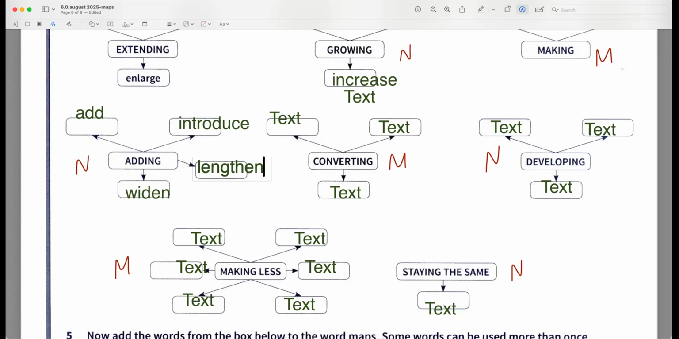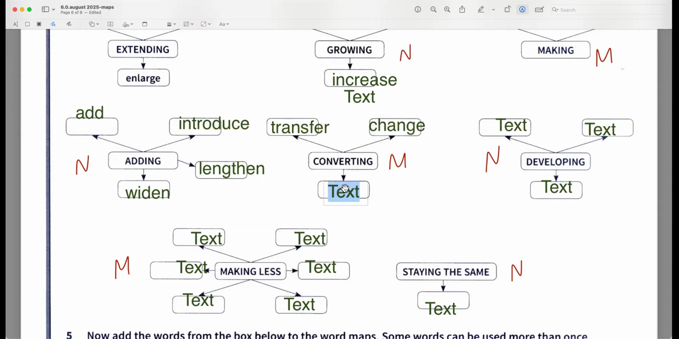Next one, converting. Okay, converting, yeah. We have transform. Not really. Change for another one. Change would be in develop. Oh, you mean transfer? Yes. Okay, sorry. Change is here. Converting. Sorry. And one more for converting.